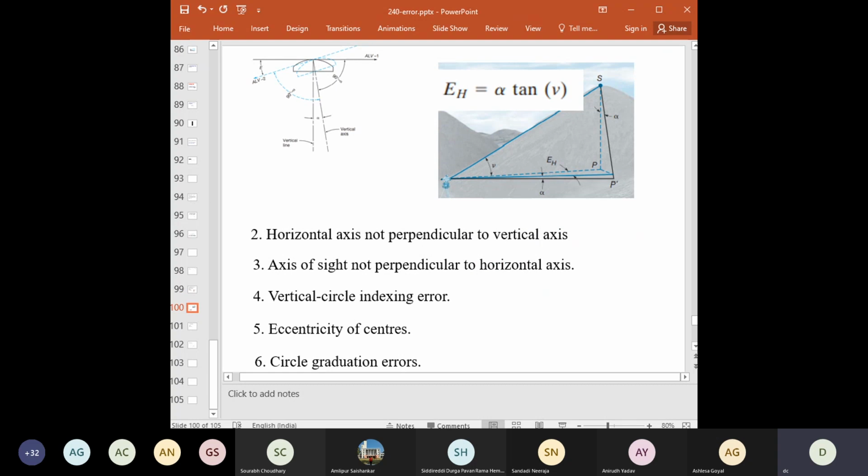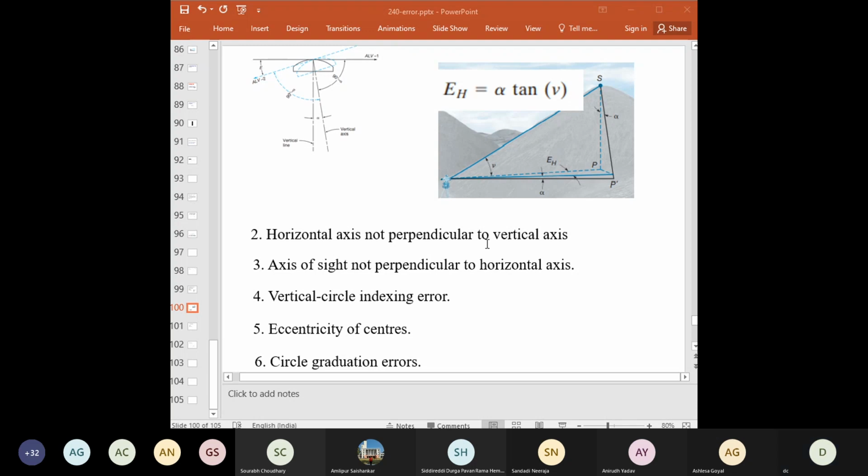Okay, so let us go to the next error source. Horizontal axis not perpendicular to the vertical axis. This situation causes the axis of sight to define an inclined plane as the telescope is plunged, and therefore if the back sight and foresight have differing angles of inclination, incorrect horizontal angles will result, and errors from this type of source can be cancelled by averaging an equal number of direct and reverse readings.